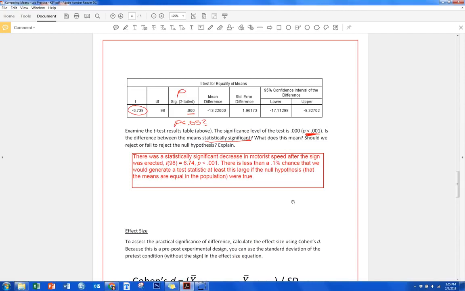So we're going to reject that null hypothesis in favor of the alternate, and we're going to move forward on the assumption that they really are different. The sign really did have this impact. Therefore, we will reject the null hypothesis in favor of the alternate hypothesis. We're going to infer, right? We don't know for sure. We haven't proven. We're going to infer that the means are different based on the evidence in front of us.